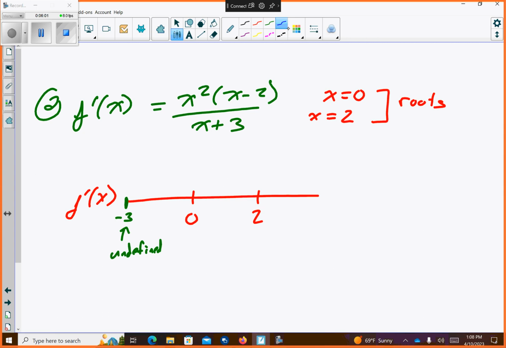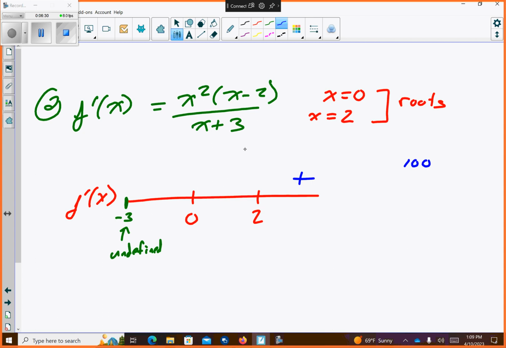Now, some tricks to do on the sign line that sometimes work. It's sometimes easier to go way out here. So like if we plugged, say, 100 in, I get 100 squared times 98. That's a positive number. 100 plus 3 is also a positive number. So way out here, it's going to be positive. Okay, that's what the slope is. That's where it's increasing.